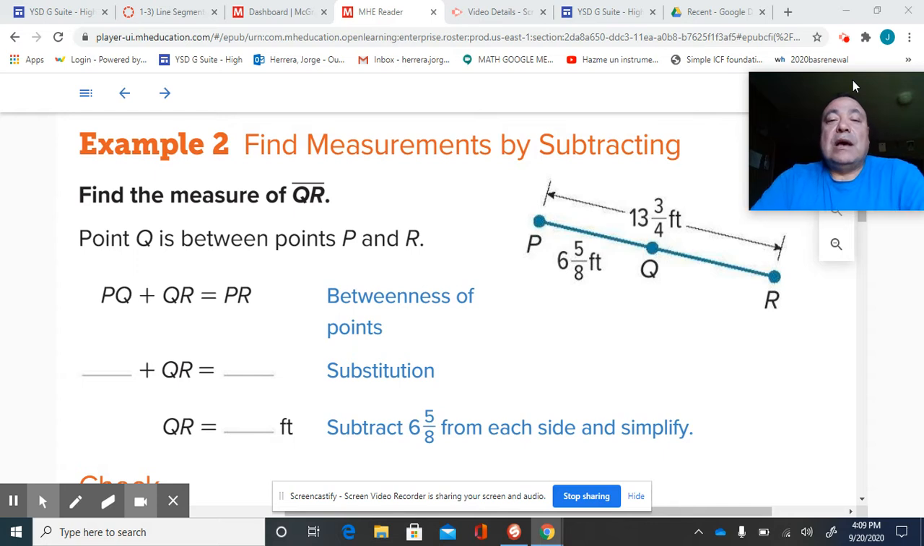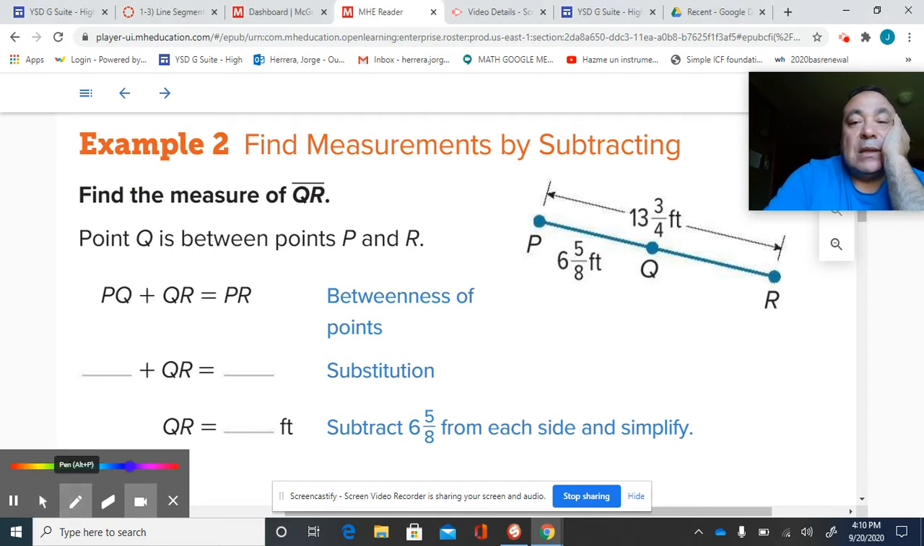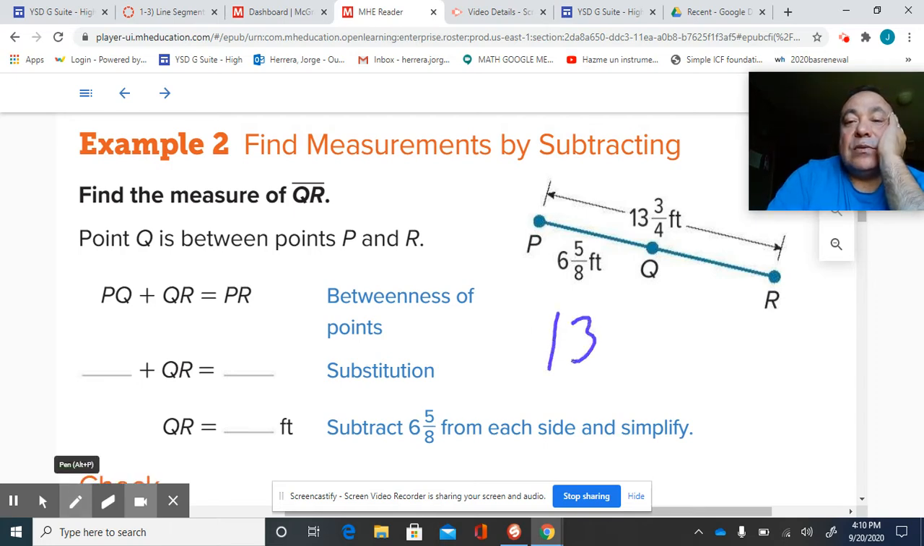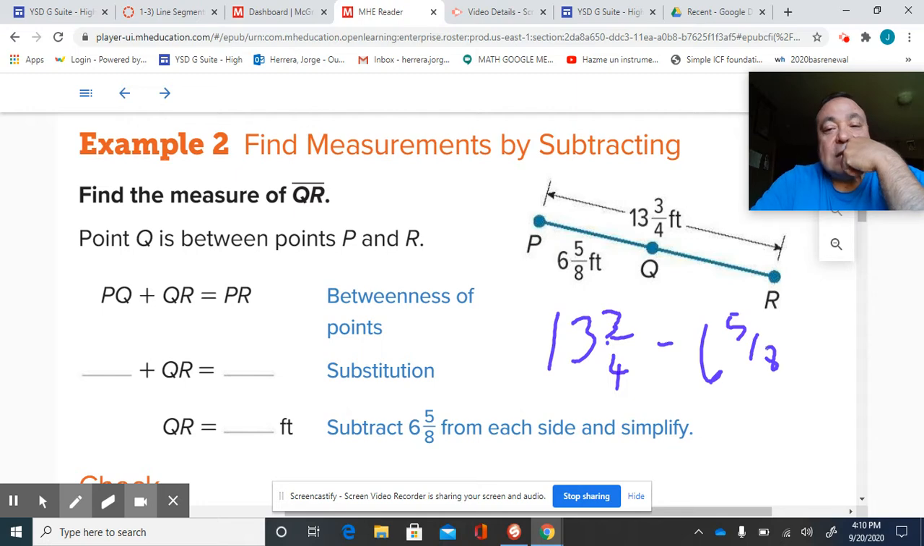Okay. So to make it easy, guys, you can always just think of this as, let me see, 13. The problem that we have here is 13 and 3/4. So we got 3/4 there. And we're going to subtract 6 and 5/8. Okay. If that is so, guys, then do not despair. It's not so bad at all. We don't like fractions for the most part, most of us.